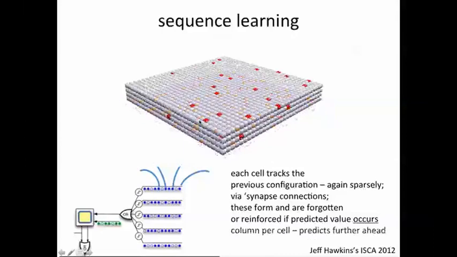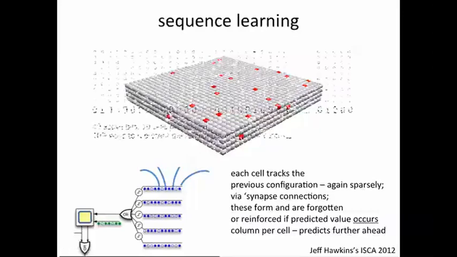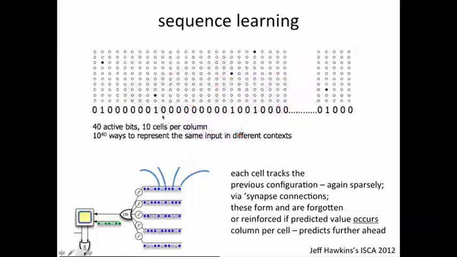So instead of one layer, each particular cell consists of a column of neurons. And the column actually consists of the predictions for that particular cell position over time. And this is how this works. Think about a sparse pattern consisting of 40 active bits out of 2000. And let's suppose that there are 10 cells per column, and there are 10 to the 40 ways to represent the same input in different contexts.